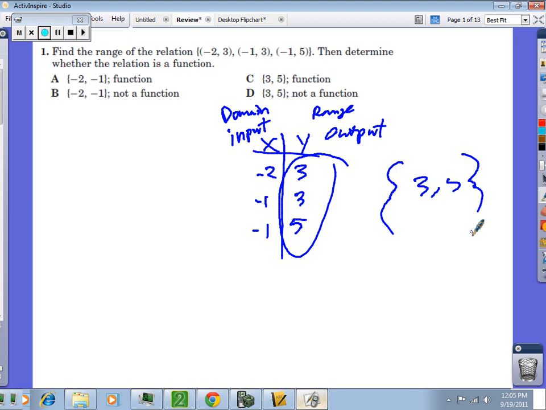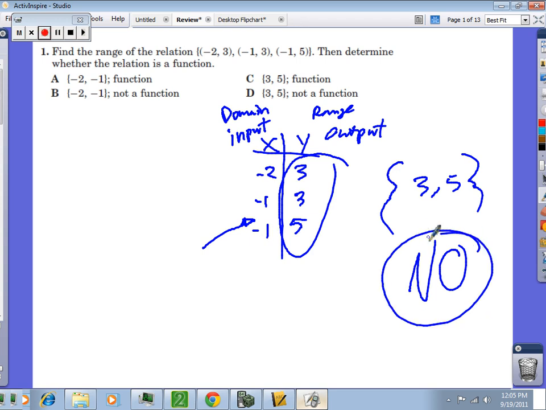So the set of 3 and 5. And then the second half, is that a function? Yes or no? Why is it no? Because -1 is a 3 and the other one is a 5. Okay, right here is where your trouble comes from, the -1. You plug a -1 in, it spits out a 3. So if you plug a -1 in again, it's got to spit out a 3 again. If you plug the same input in later and it gives you a different output, that is not a function.